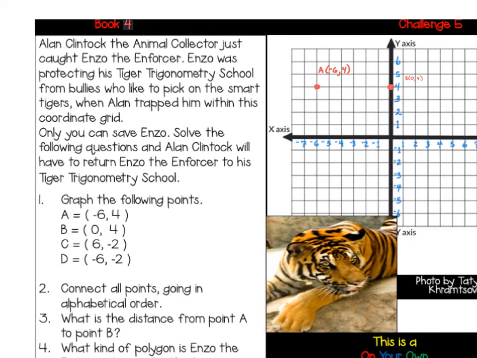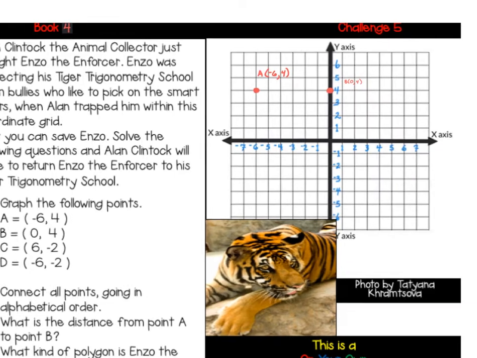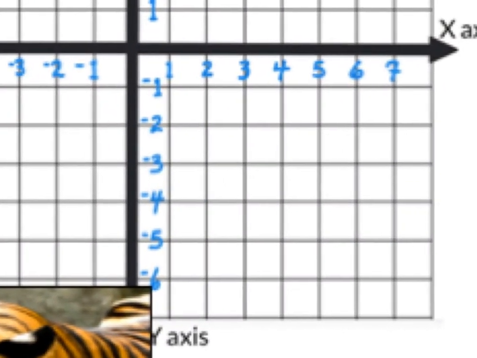Now for C, we're going to go +6, -2. So we're going to go on the x-axis in +6 and then down into the -2 places right there. Let's go ahead and plot that point. So I'm going to enlarge this so I have a little bit more room. And once again, into the +6 and then down into the -2. So our point will go right there, my friends.